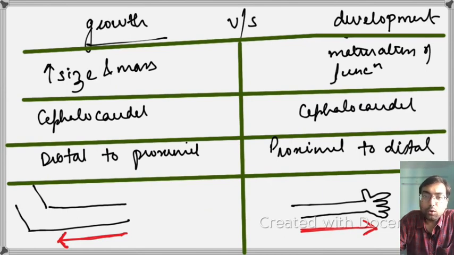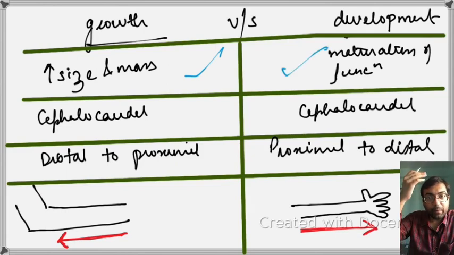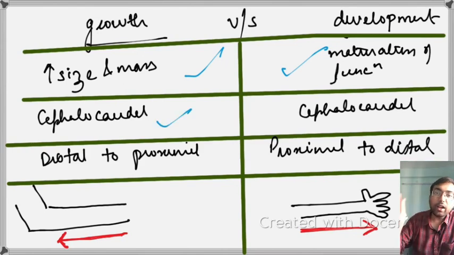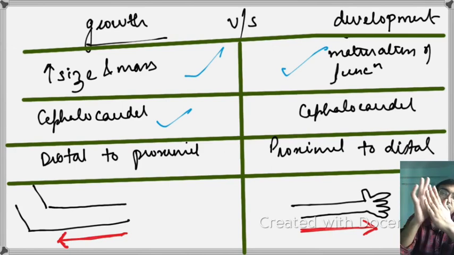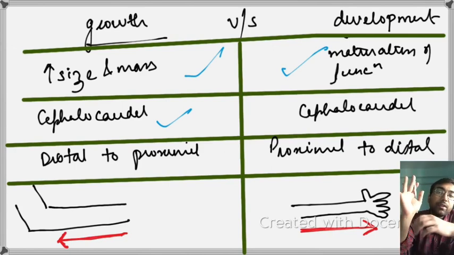And next, the last slide is growth versus development. You must know what is the difference between growth and development. It is very basic: growth is increase in size and mass, whereas development is maturation of function. Growth and development both are cephalocaudal, from above to downwards. But another dimension is that growth is distal to proximal. Like first the arms will grow, then the forearm will grow.